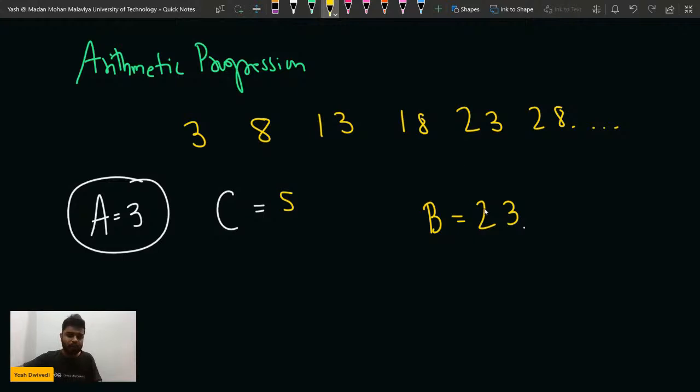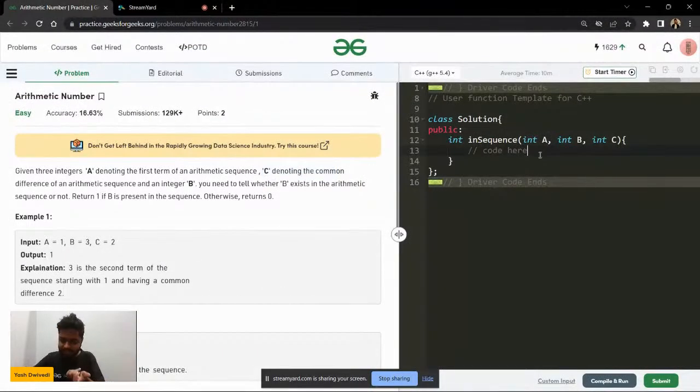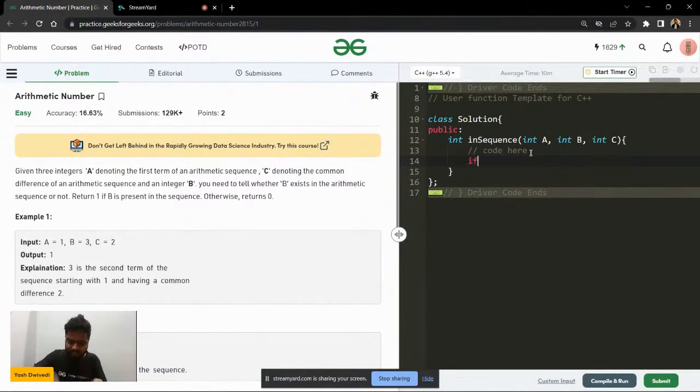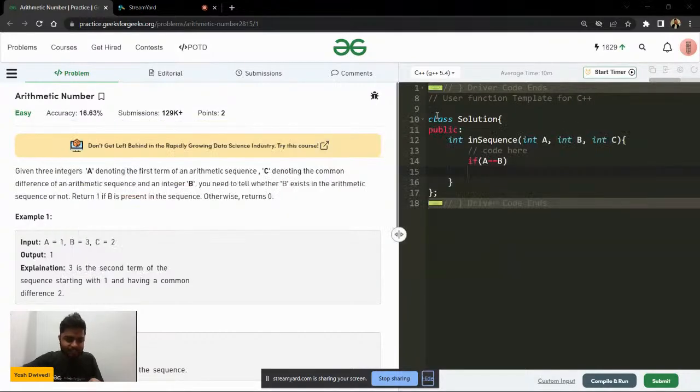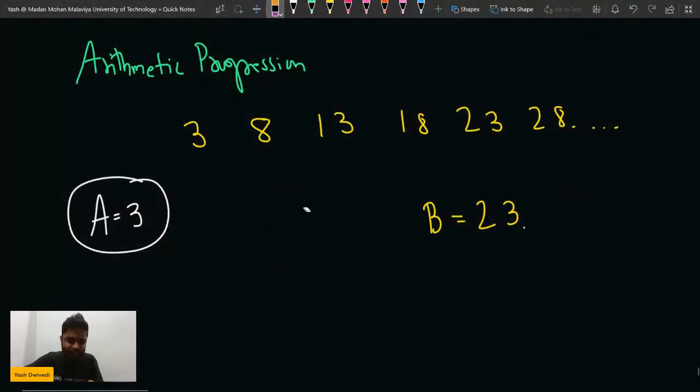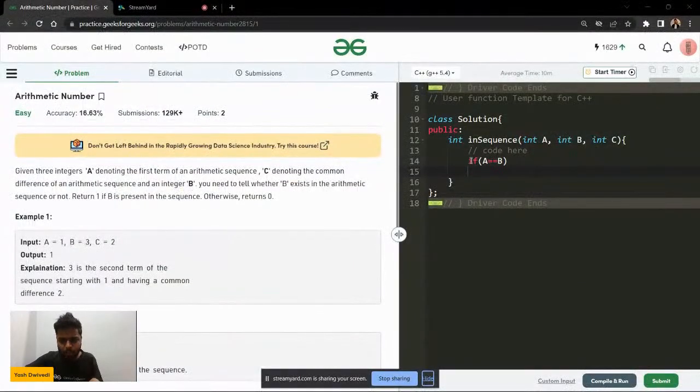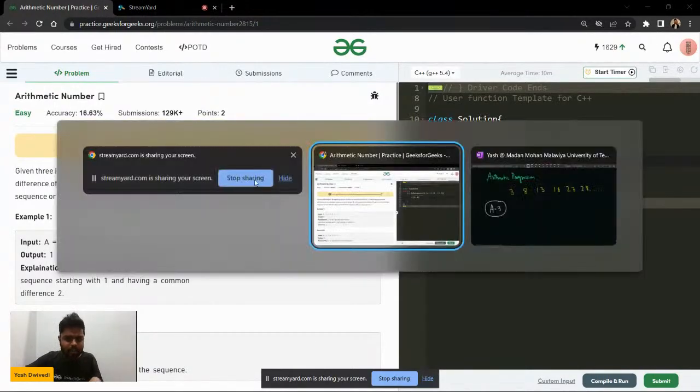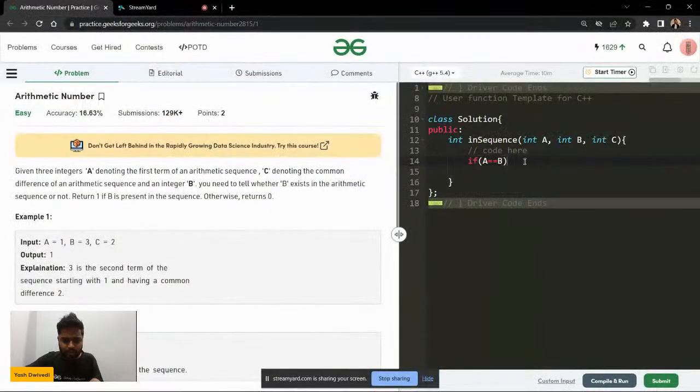If you observe one thing, can I say that c is positive, the common difference is positive? Please write increasing in the chat. If the common difference is positive, there is one thing that I can do to check whether this term b can be made or not. If the starting term a is equal to b, for example they give you a as 3 and ask whether b equal to 3 is present or not, obviously it will be present. So if the starting term is equal to the term you are looking for in the series, you will return true. That is a very basic case.